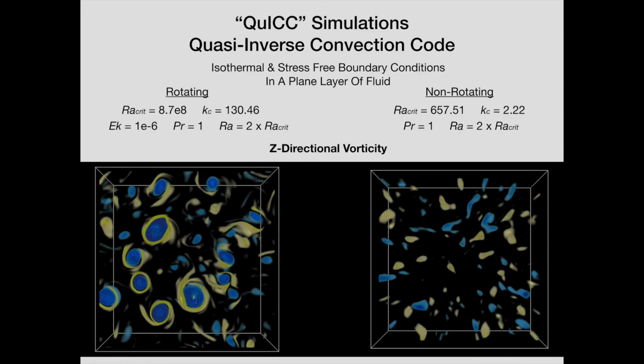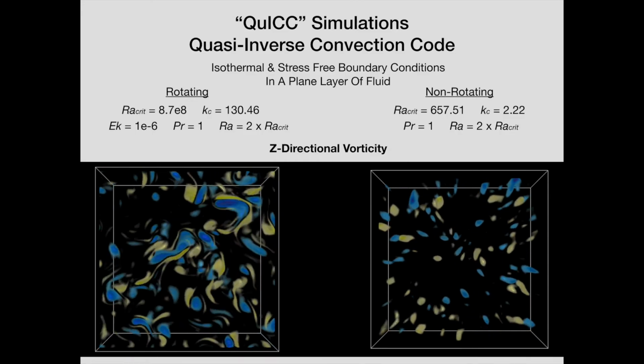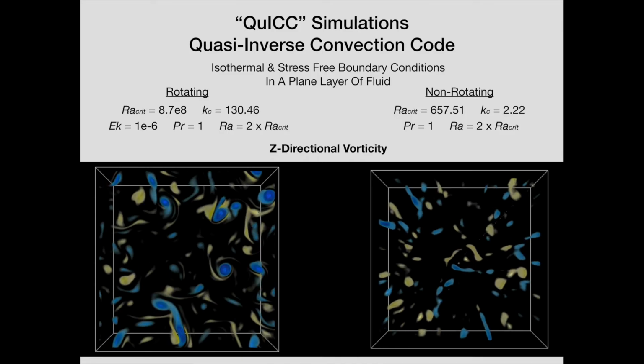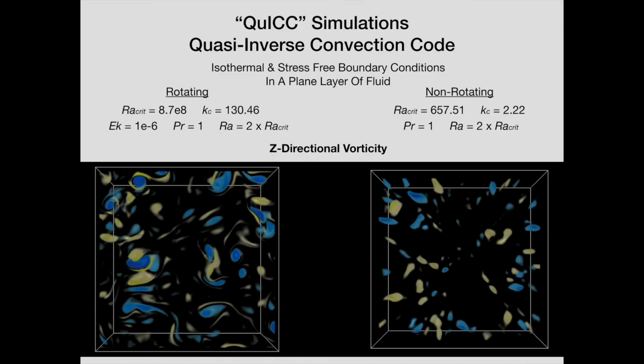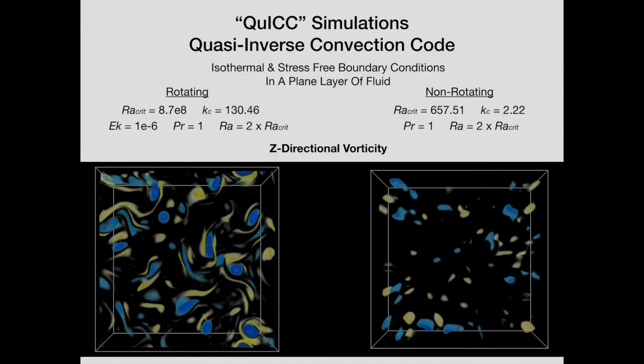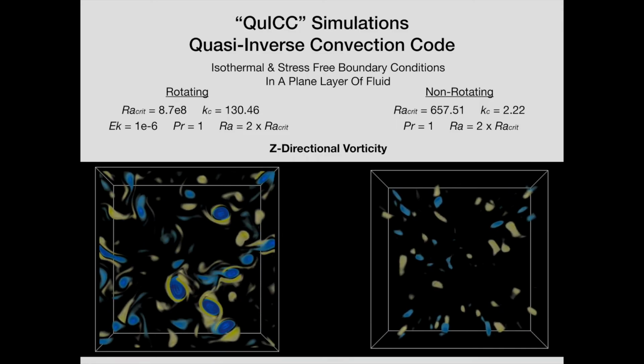Also, notice the massive difference between the critical Rayleigh numbers of the two cases. The rotating critical Rayleigh number is on the order of hundreds of millions, while the non-rotating case is only on the order of hundreds. The question then is, what is the reason for this massive difference?